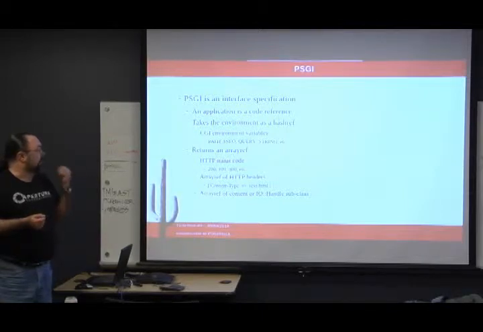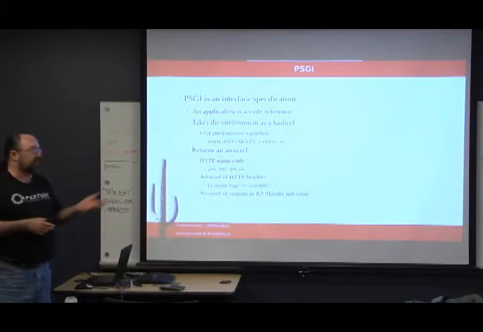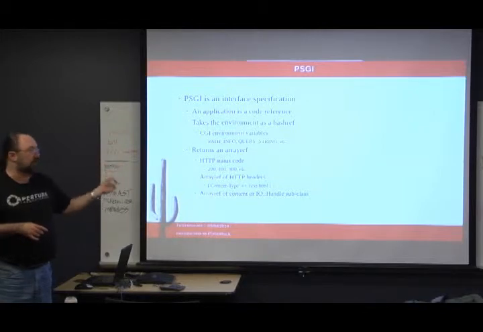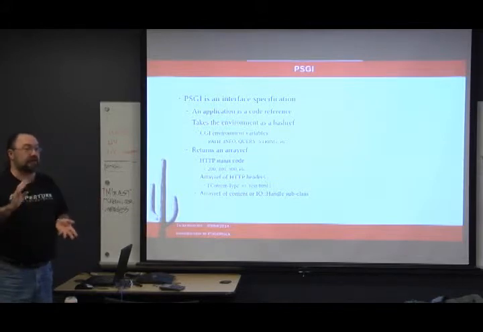Then it returns an array ref of, first, the status code. So obviously, the ones most people know, 200, 404, 500, that sort of thing. Then an array ref of HTTP headers. Don't get thrown off. It's basically an array ref of key value pairs, the name of the header and the value. Not a hash, as some people might think, but that's probably there if you need to duplicate headers.